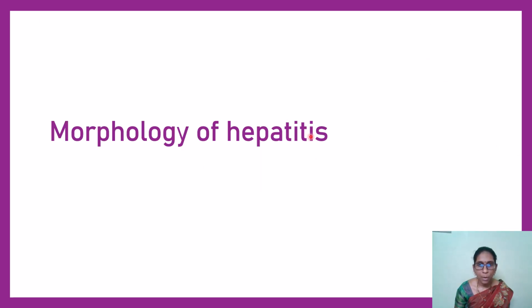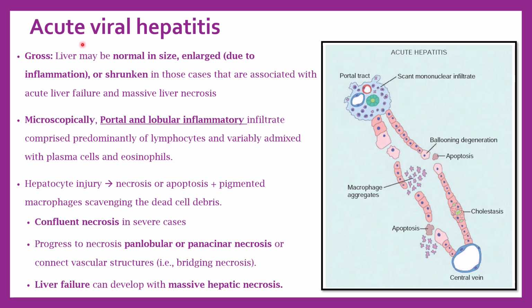So moving on to the morphology of hepatitis. In acute viral hepatitis, macroscopically, the liver may be normal in size or enlarged due to inflammation, or shrunken in those cases that are associated with acute liver failure and massive liver necrosis.